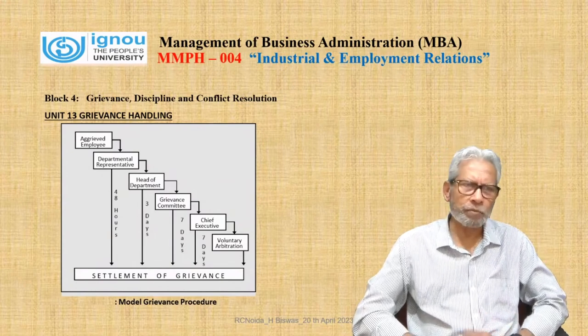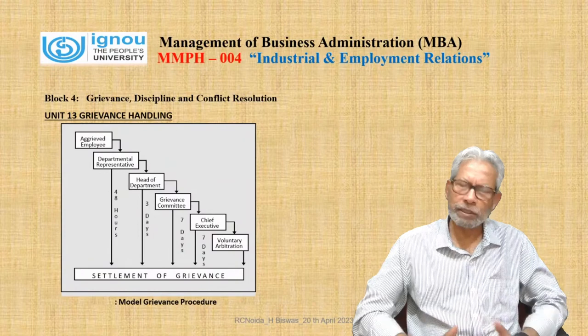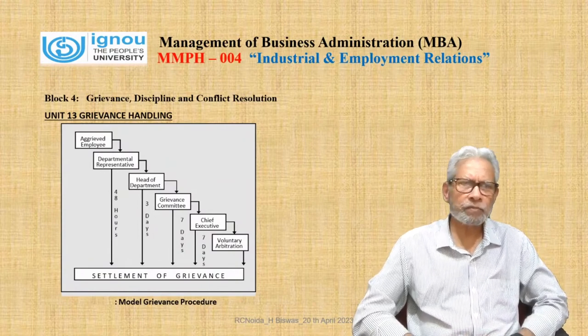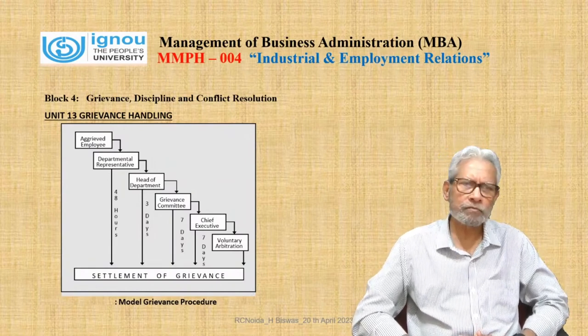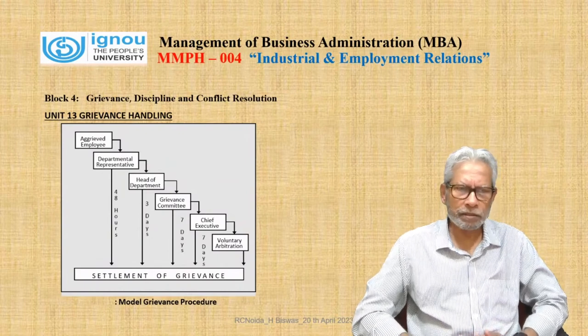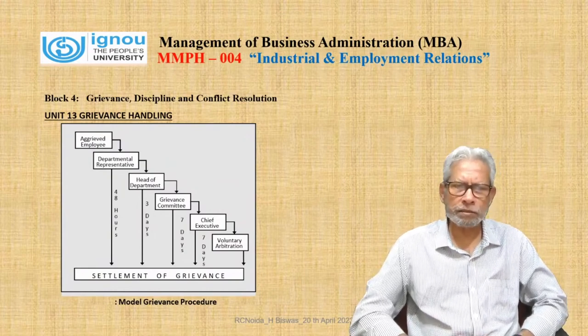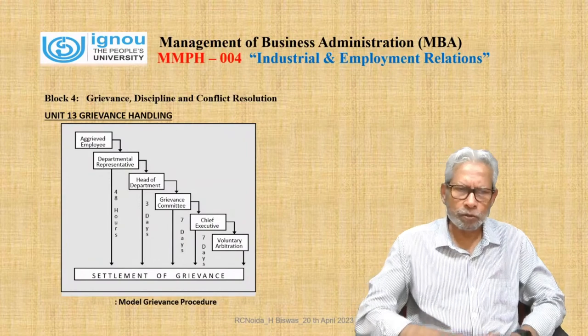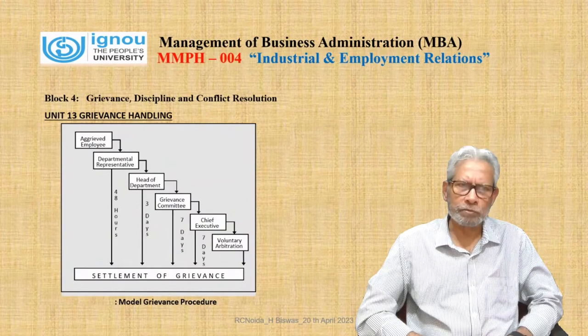The aggrieved employee first goes to the departmental representative, and within 48 hours you have to settle the grievance. Then the head of the department may take a maximum of 3 days. In the case of the grievance committee, the settlement time will be 7 days. For the chief executive, again it is 7 days. Then voluntary arbitration. So this is the way the settlement procedures are given, along with some time frames.